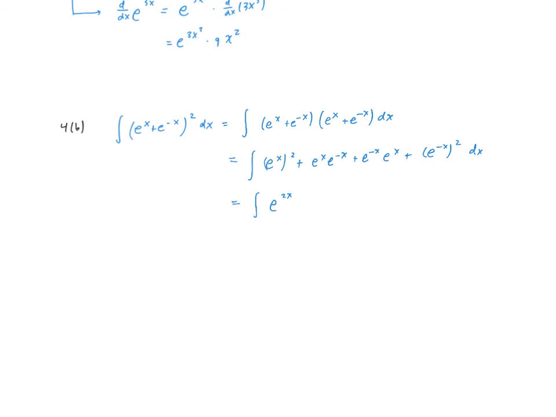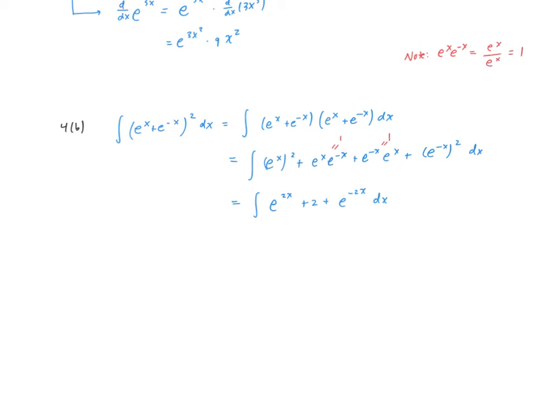E to the x times e to the minus x is equal to 1. And just to note, so there's no confusion with this, e to the x times e to the minus x, we can rewrite e to the minus x as 1 over e to the x to get back that 1. So the 1 plus 1 gives us a 2, and then e to the minus x quantity squared is e to the minus 2x. Of the 3 functions making up the integrand, 2 of them have the same form.